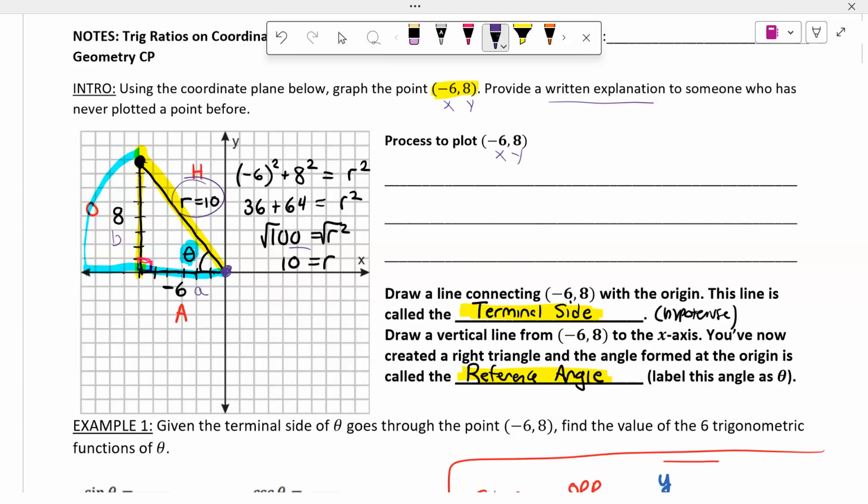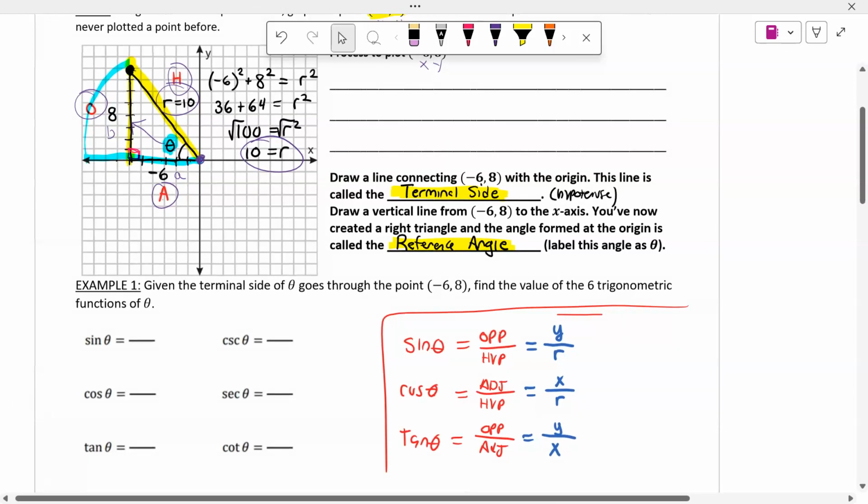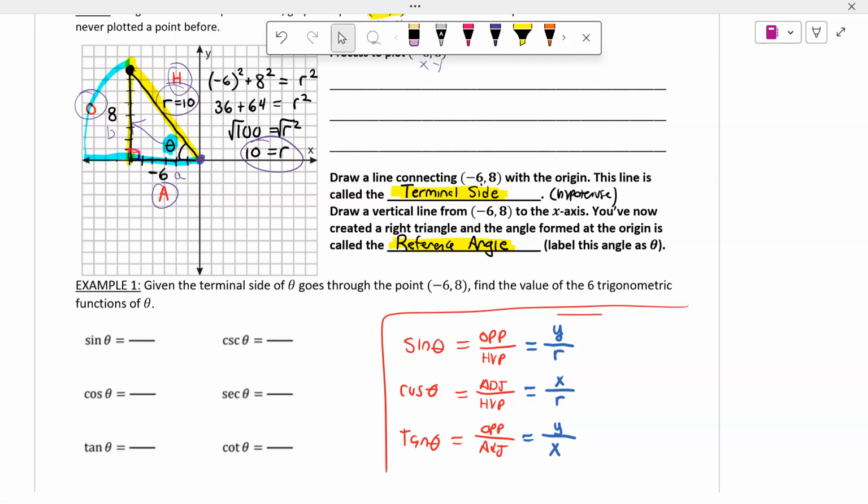And once I have all three sides, then I can simply use my theta, its location. I can label, for instance, opposite, adjacent, hypotenuse, and then we're in business. Now we can actually apply the trigonometric ratios, sine, cosine, and tangent, and the reciprocals to actually answer the question, like what is the sine of this mystery angle? What is the cosine? And so on and so forth.